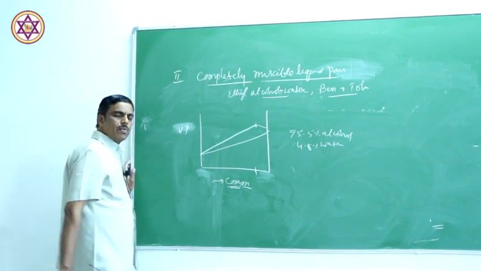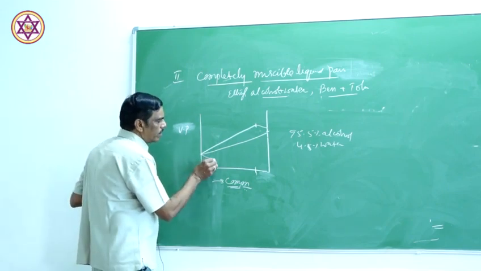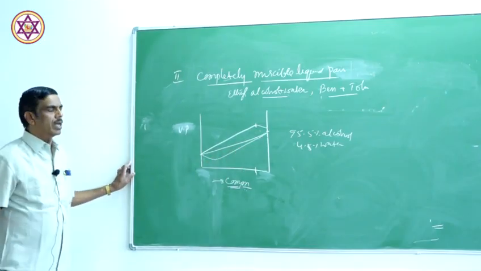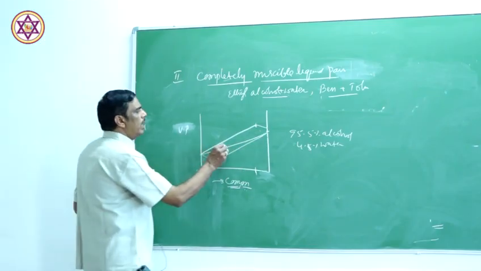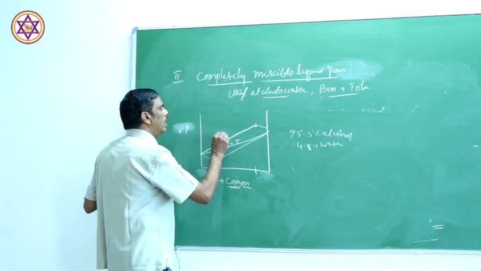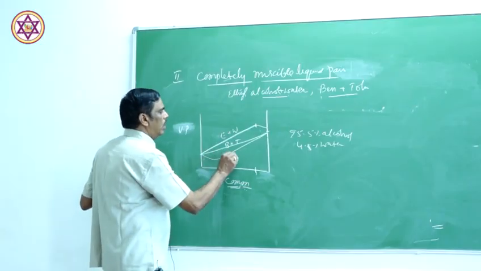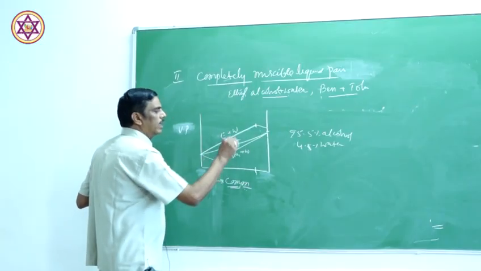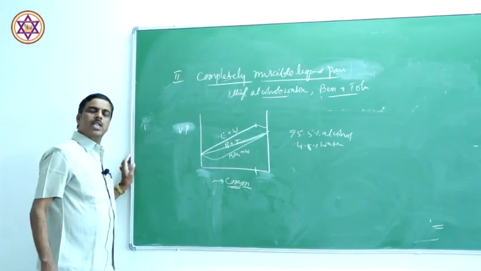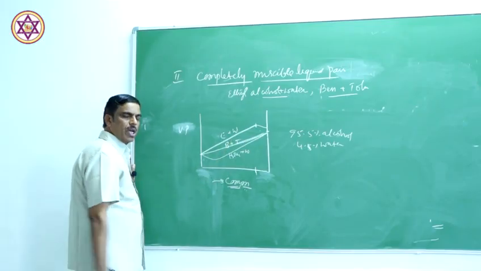Similarly, if you take the mixture of sulfuric acid and water, there is negative deviation from Raoult's law. This is the shape of the curves obtained. This is for benzene and toluene. This is for ethyl alcohol and water. And this is for sulfuric acid and water. In the case of benzene and toluene, they show ideal behavior, ideality. There is a straight line in the vapor pressure composition curve.